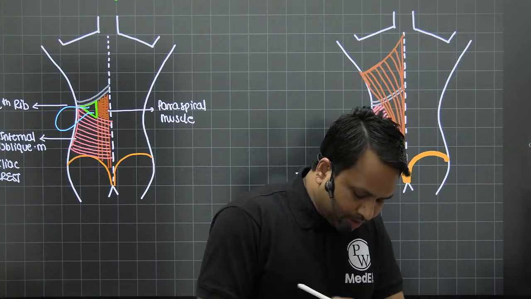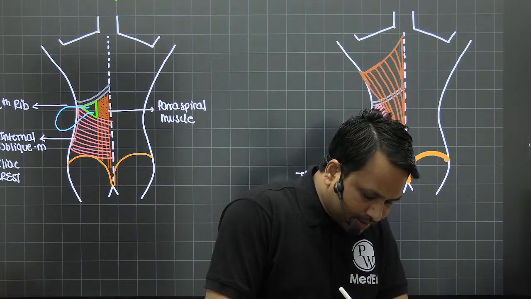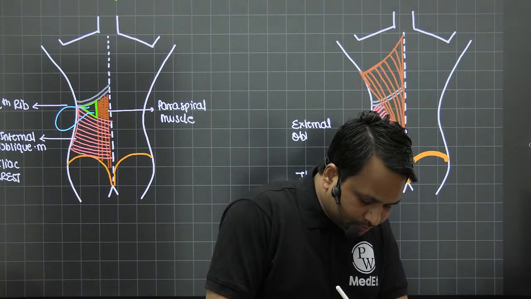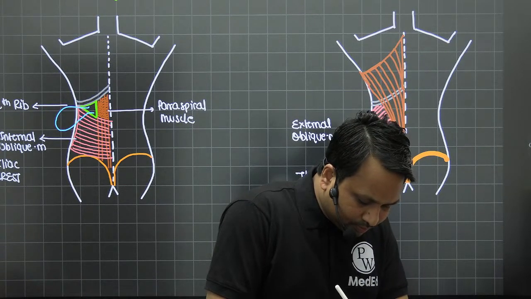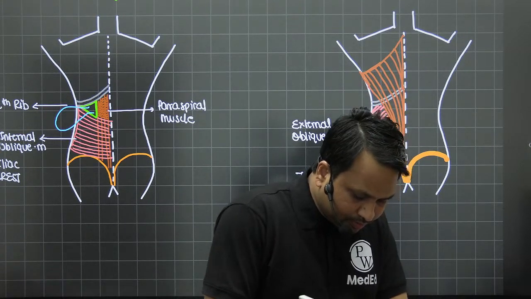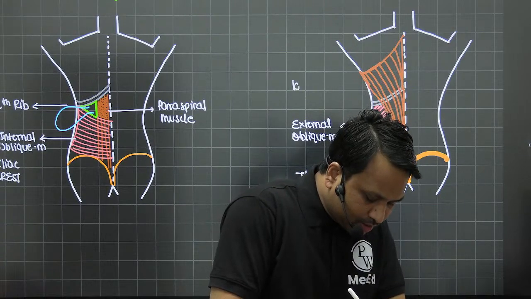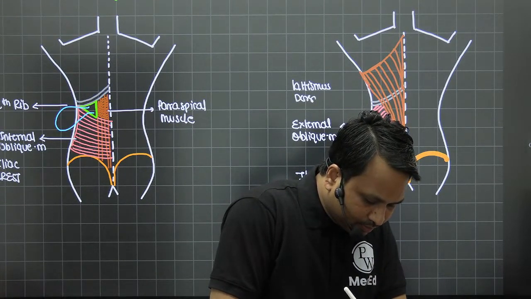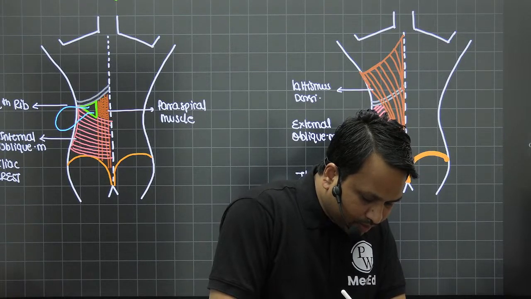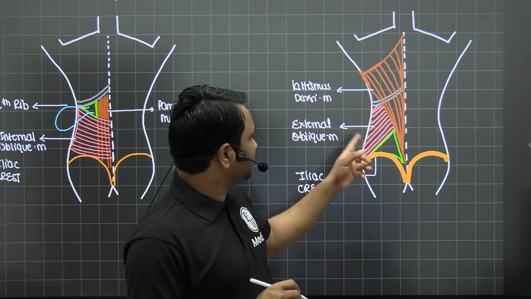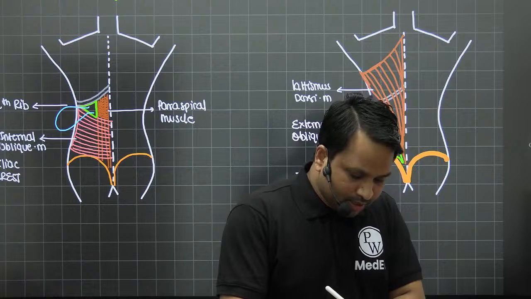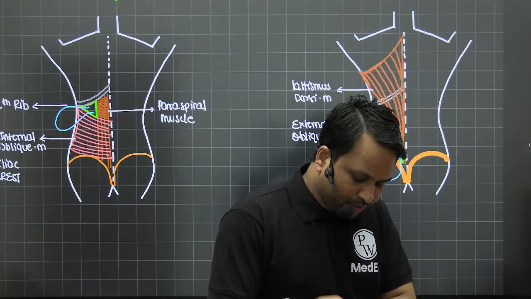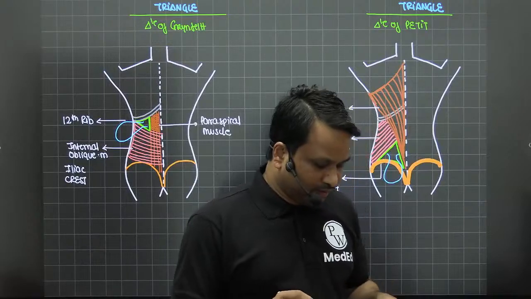This is going to be the iliac crest. This happens to be the external oblique muscle. This happens to be your latissimus dorsi. So between the latissimus dorsi muscle, the external oblique muscle and the iliac crest, this is your inferior lumbar triangle, and the hernia will pop out from here, right? So this is your inferior lumbar triangle.